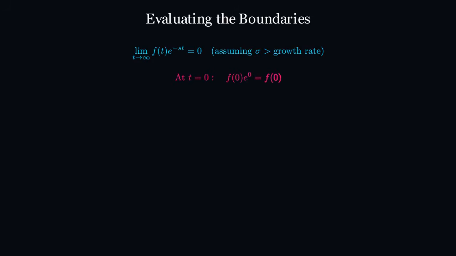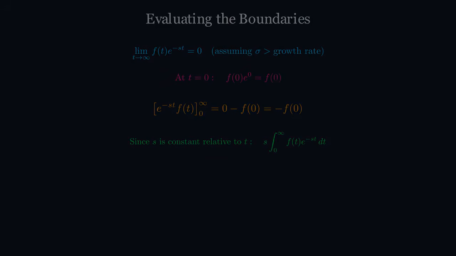Assuming our decay rate sigma is large enough to overpower the system's growth, the term e to the negative st decays to 0 as time approaches infinity, completely wiping out the upper boundary. At the lower limit, where time equals 0, e to the 0 becomes 1, leaving us simply with the initial state, minus f of 0. We are left with just the initial condition and our new integral. Because s is constant with respect to time, we pull it completely outside the integration sign.